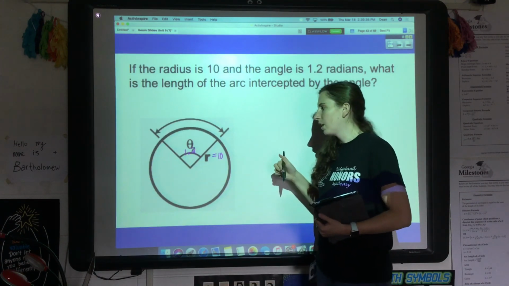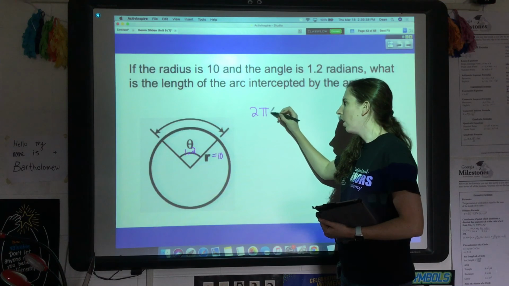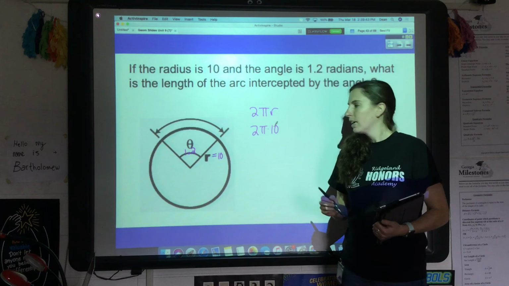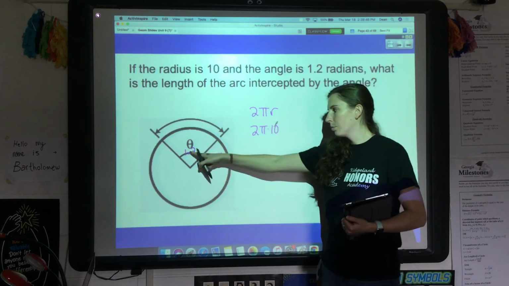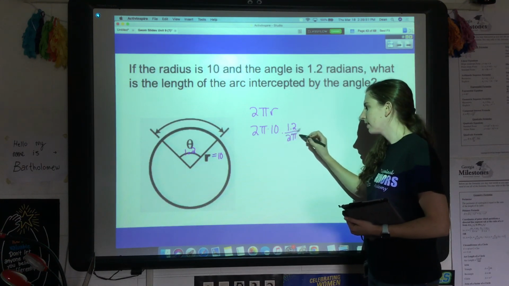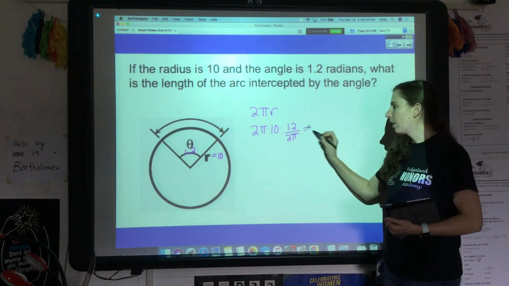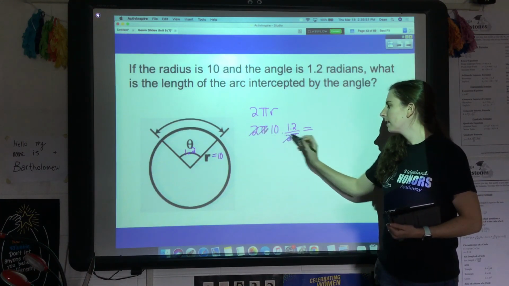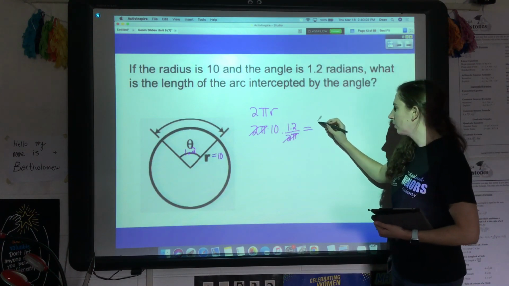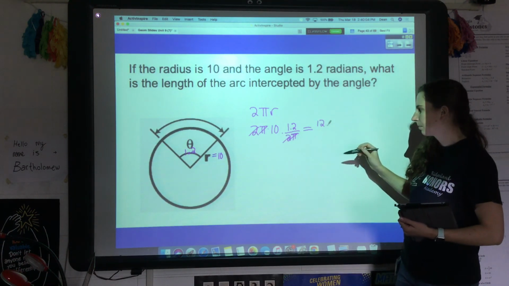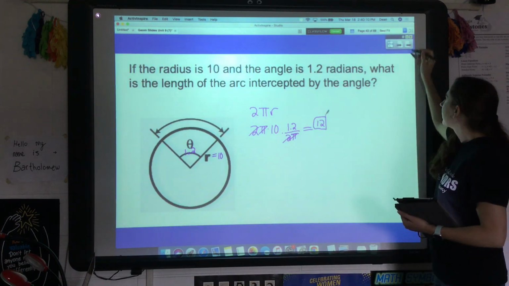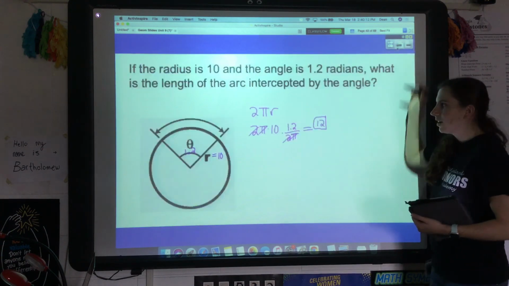So, I know the whole circumference is 2 pi r, which in this case is 10, so 2 pi times 10. But I only want 1.2 radians out of the total 2 pi radians. So when we multiply all this out, the 2's cancel, the pi's cancel, and then I just have 10 times 1.2, which would be 12.